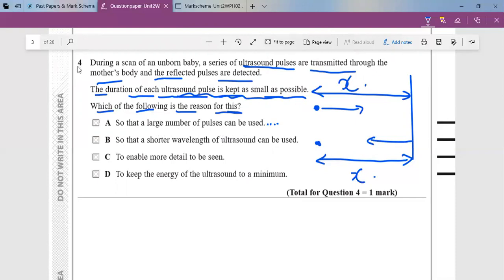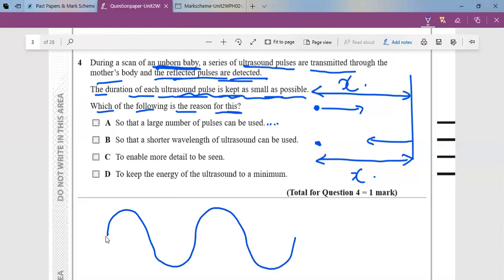What's the major reason for using the ultrasound? It's to check out the detail of the unborn baby, right? The major reason for using this ultrasound is to scan the baby and see what's going on inside. So the ultrasounds are transmitted and reflected, and then they are detected again. The duration of each ultrasound pulse is kept as small as possible. Now see, the idea behind this is the following. If you have a wave, and that wave comes and hits an atom, for a smaller period of time, the smaller the wavelength, the greater the detail which is seen.